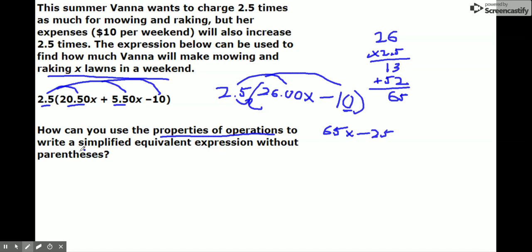So I can use properties of operations to simplify the equivalent expression without parentheses. That's how I would do it. Use the distributive property, and I would combine these like terms.